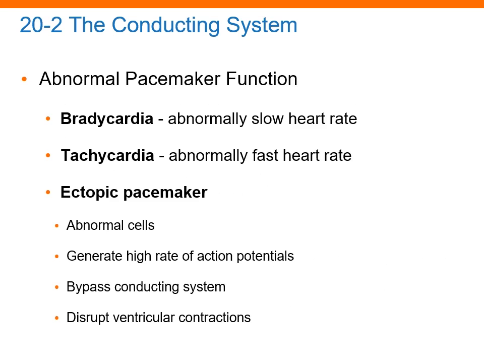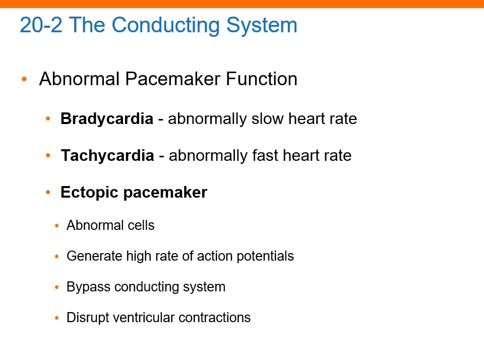So these are some pathophysiological terms. Abnormal pacemaker function: what happens if your heart rate is really slow? That's called bradycardia. Abnormally fast is tachycardia. You may remember that in your car, a tachometer measures the rotations per minute, or RPMs. So that's the rate, right? Tachycardia is abnormally fast heart rate. Bradycardia is abnormally slow.